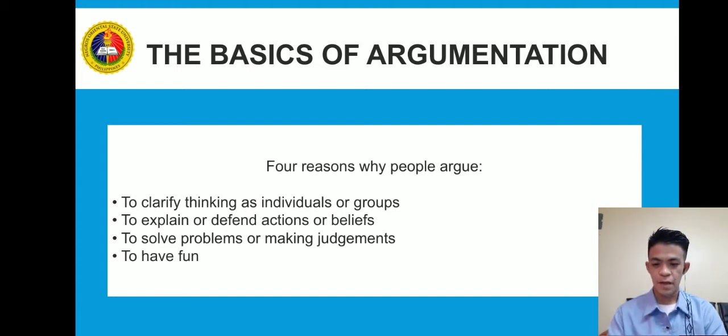Next is to have fun. Participating in a clash of ideas can be intellectually stimulating, an intellectually stimulating process that is primarily pleasurable. So argument is not always serious and deliberative.